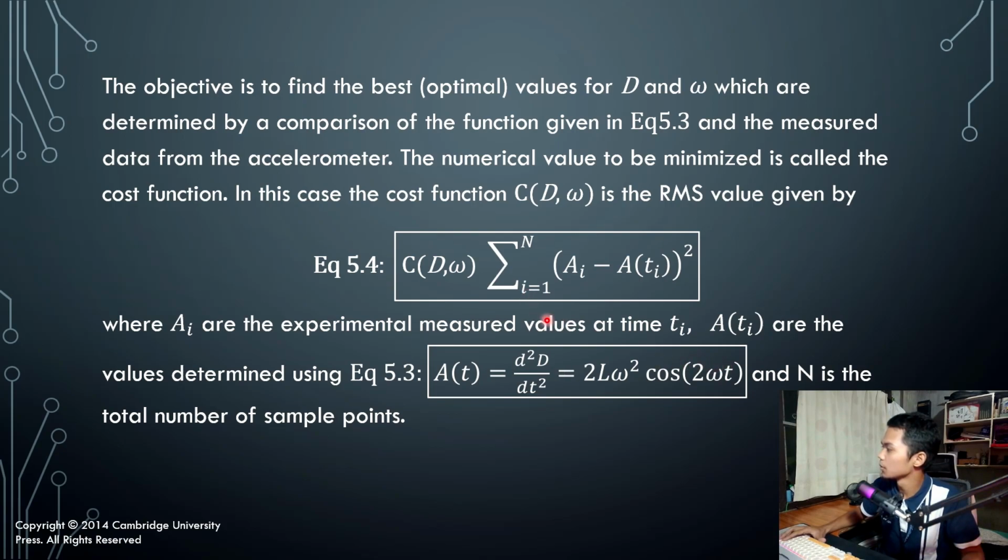which is the summation of a sub i minus a of t sub i, close parenthesis, squared, with index i from 1 to n. Here a sub i are the experimental measured values at t sub i, and a of t sub i are the values determined using equation 5.3, which was the acceleration, by the way. And n is the total number of sample points.